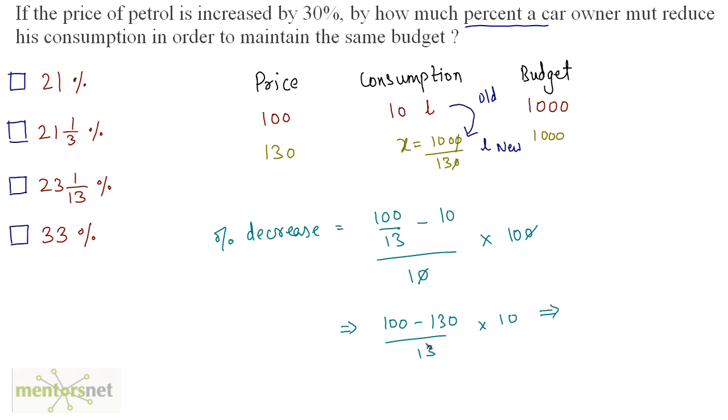So this is equal to 100 minus 130, which is minus 30, and times 10, which is 300 divided by 13, and that is equal to 23 1 by 13%. So our answer is option C.